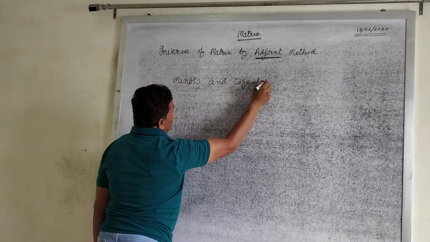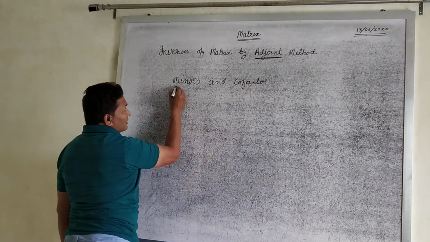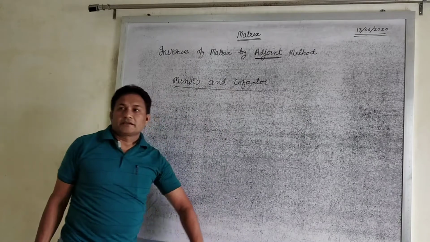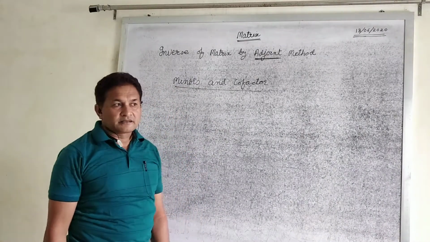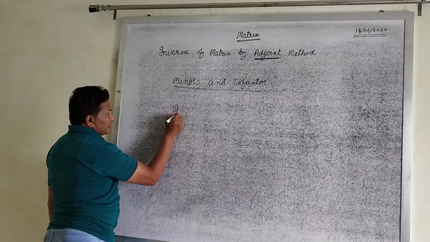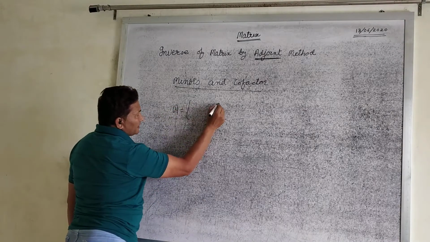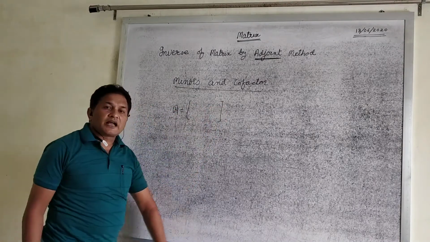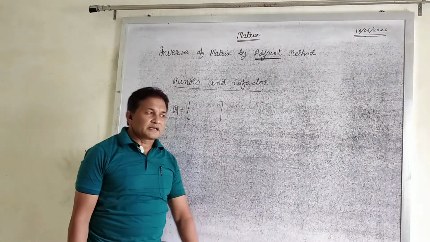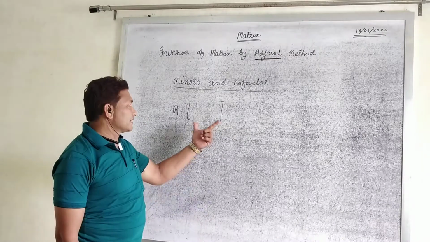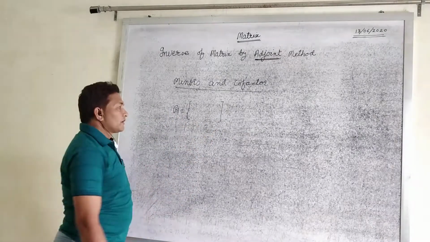How to find minors and cofactors of the elements of the given matrix? For that, the matrix must be a square matrix. Now, suppose we consider the matrix A, which is square. In a square matrix, it may have order 2 by 2 or order 3 by 3. For simple example, for basic understanding, we consider here the matrix of order 2 by 2.